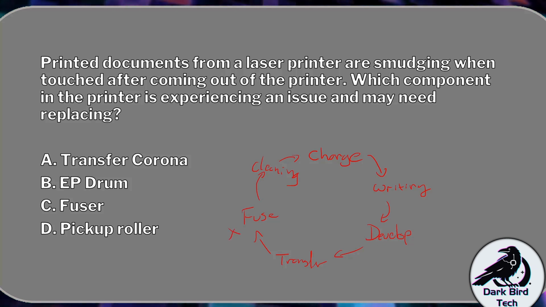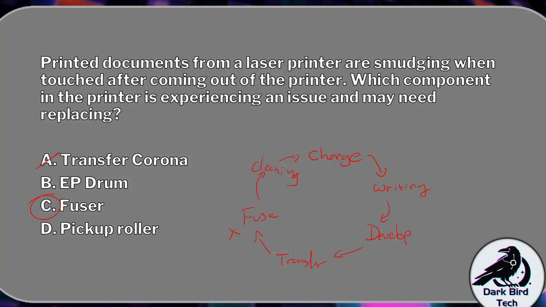the toner is a plastic powder. After that, it should become solid plastic melted into the paper. So I'm feeling that the fuser has a problem here. The transfer corona, you wouldn't get anything on the paper. It would stay on the EP drum and then get scraped off by the cleaner.